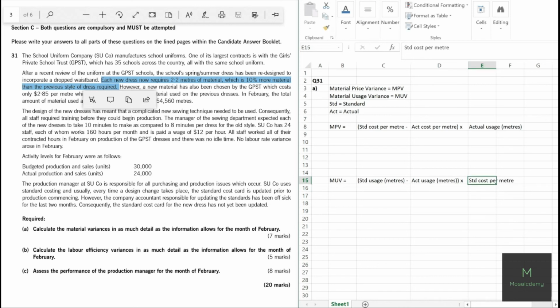Remember, outside the brackets for any usage type variances or any variances dealing with the quantity component, the amount is going to be a standard amount. For the price or cost per kg or that sort of thing, the amount outside the brackets is going to be the actual amount. Okay, so we have our two formulas and we'll split them into planning and operational variances.